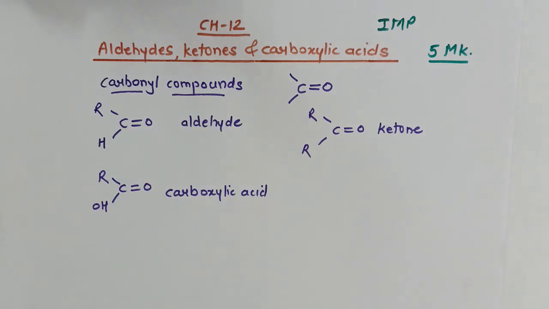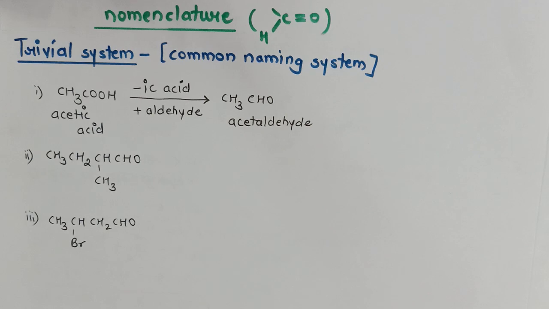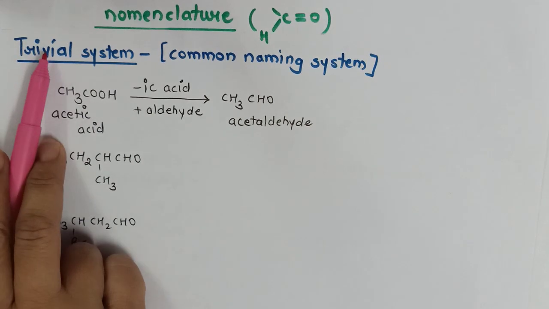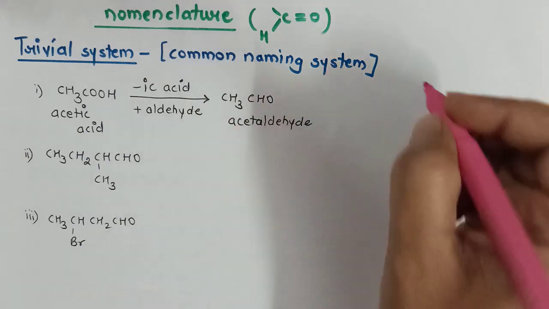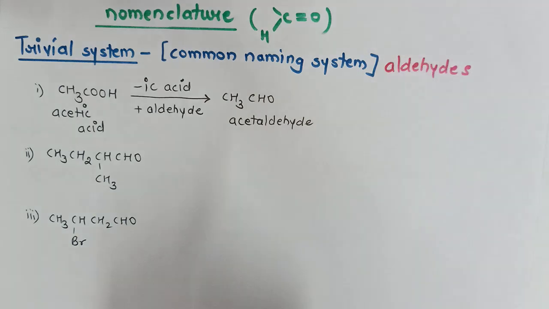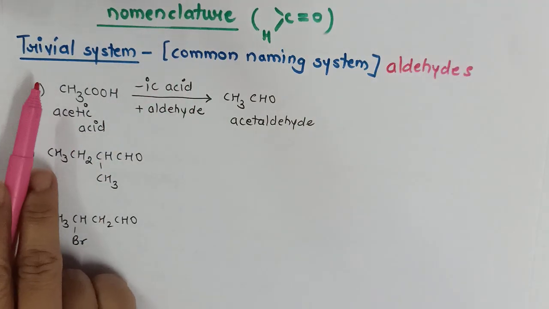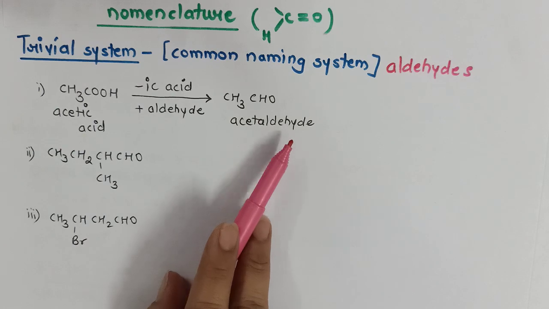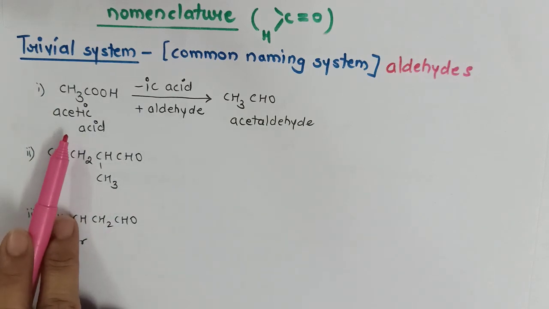These aldehydes, ketones and carboxylic acids have many reactions which are interrelated and which we have already studied in our previous chapter, alcohol, phenol and ether. So let us quickly move on to IUPAC and common naming system. In the nomenclature, first we will be discussing the trivial system or common naming system. Just now I am going to focus on aldehydes. In the common naming system, the aldehyde is named after the acid from which it is derived.